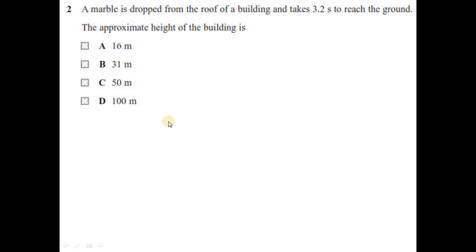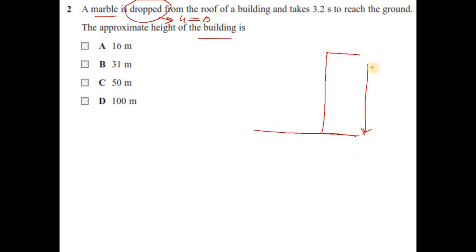Question number 2. A marble is dropped from the roof of the building and takes 3.2 seconds to reach the ground. The approximate height of the building, you need to find the height, and a marble is dropped. Dropped means initial velocity of the marble was 0. So this is a building. This is the height, and you can assume this is a marble. You dropped it, so initial velocity is 0.